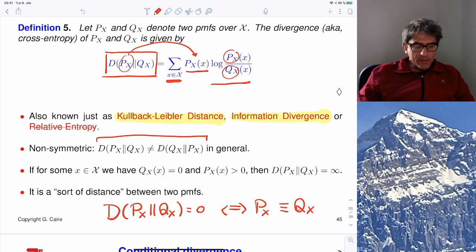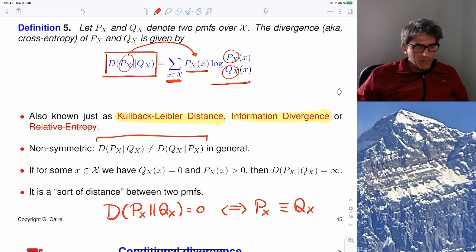We will see in a moment that the divergence, though, is non-negative. So that's a very important property of divergence, from which a whole class of inequalities can be derived, and those are the classical information theory inequalities, also known as Shannon type inequalities. So this is a very fundamental result.